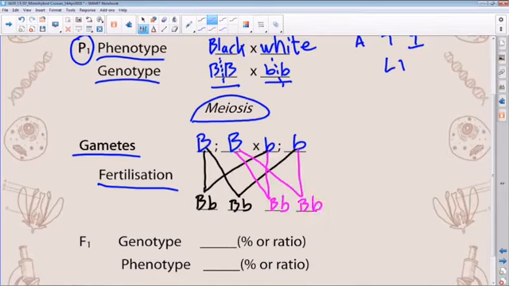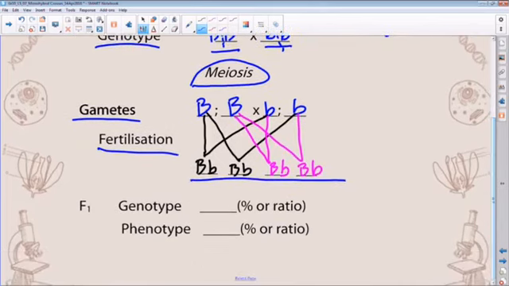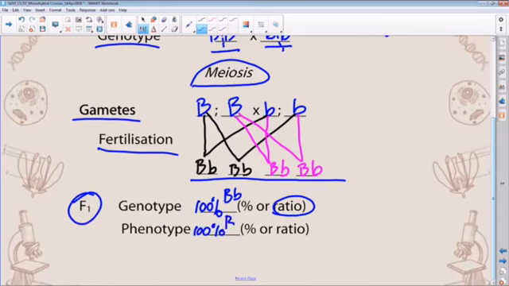Okay. Have you noticed something? Have a look at this. Have you noticed? We're going to end off with something quite strange. The F1 generation, don't forget to put it down. The F1 generation genotype is 100% big B, small b. The genotype. Can you see it? That's it. 100% big B, small b. In this case, can you put a ratio? No, you can't put a ratio. If I look at the phenotype, what is a phenotype? 100% black. Can you see it? Now I've given everything.